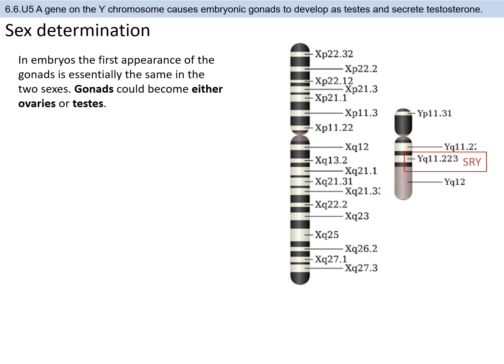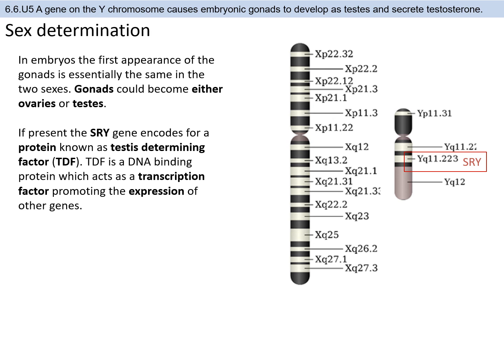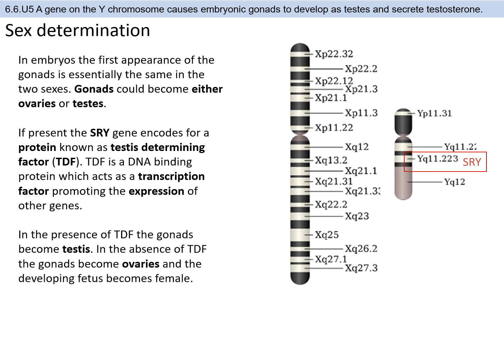In the embryo, the first appearance of the gonads, and the gonads are what eventually become your ovaries or your testes. They're undifferentiated reproductive organs, the reproductive glands of the person, right? The gonads have to develop either into ovaries or testes, depending on whether the SRY gene is present. If the SRY gene is present, it codes for a protein called TDF, or testes determining factor. The testes determining factor is a DNA binding protein, which acts as a transcription factor, promoting the expression of other genes. So because of the TDF, we get expression of more genes that lead to the development of male characteristics, right?